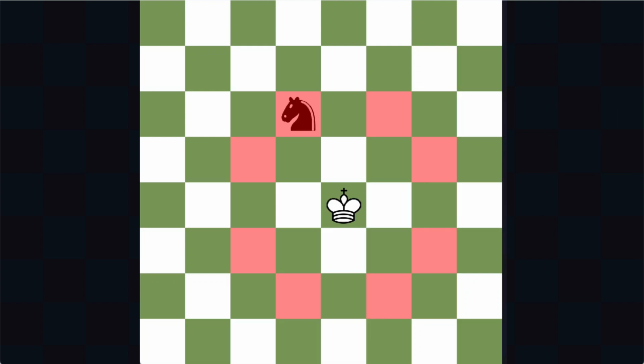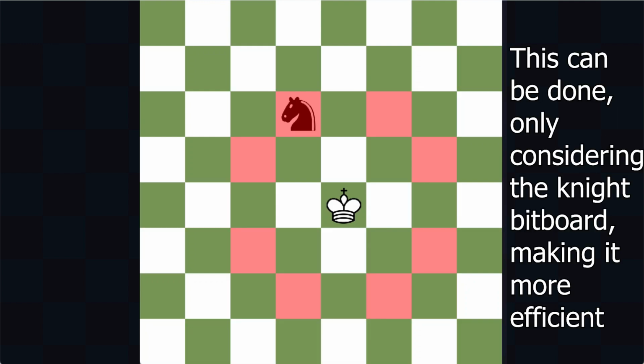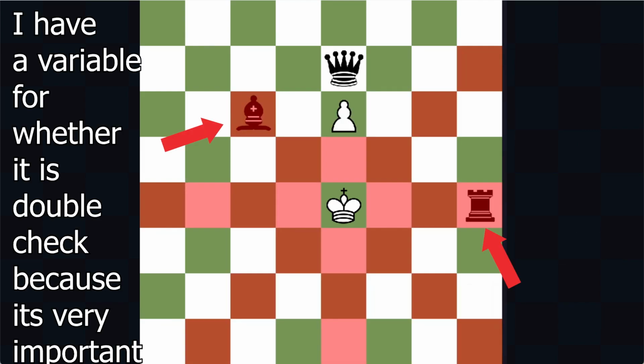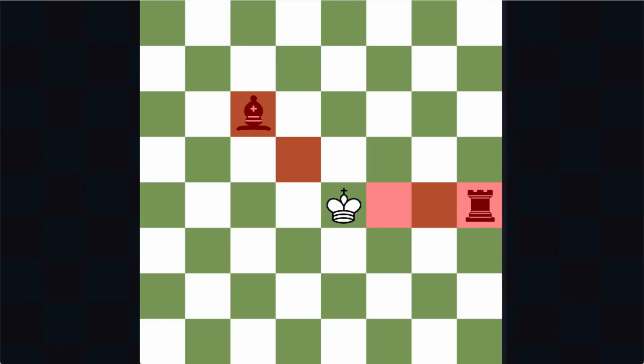We can just use the attack score of the knight from the king's perspective to look for any knights that can check us. Using this strategy, we can also see whether the king is in double check, which is when two pieces are checking the king at once. Now after we realize that we're in check, we can store a bitboard that contains the line which the piece is checking us from, which is important to know how we can resolve the check.